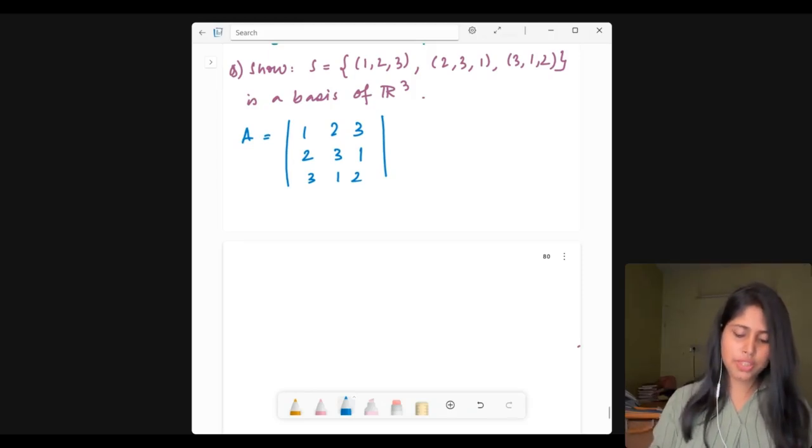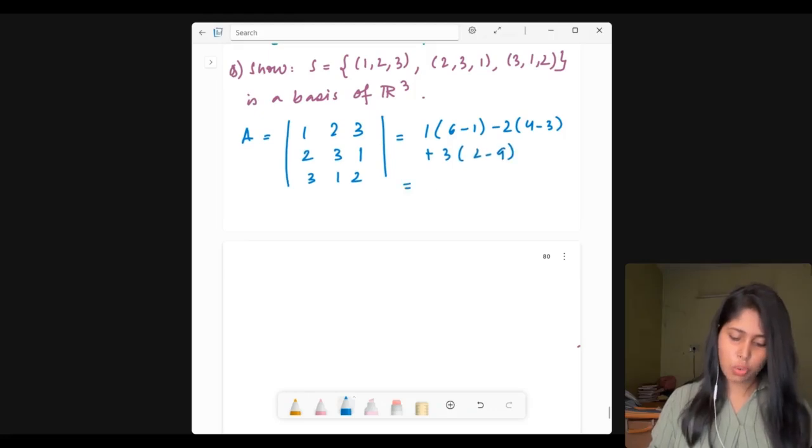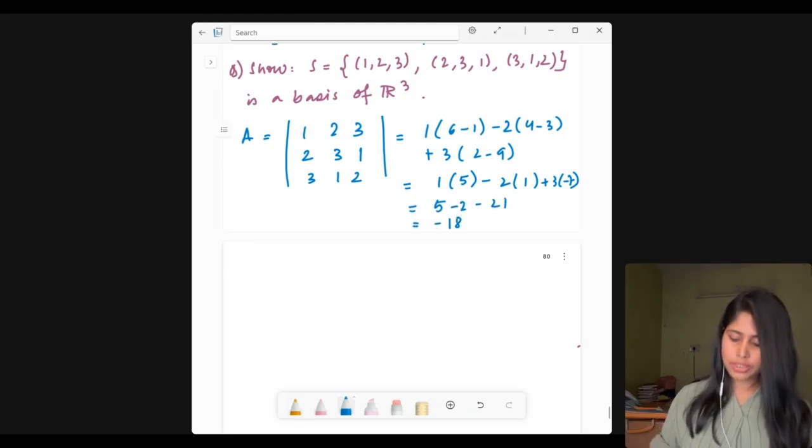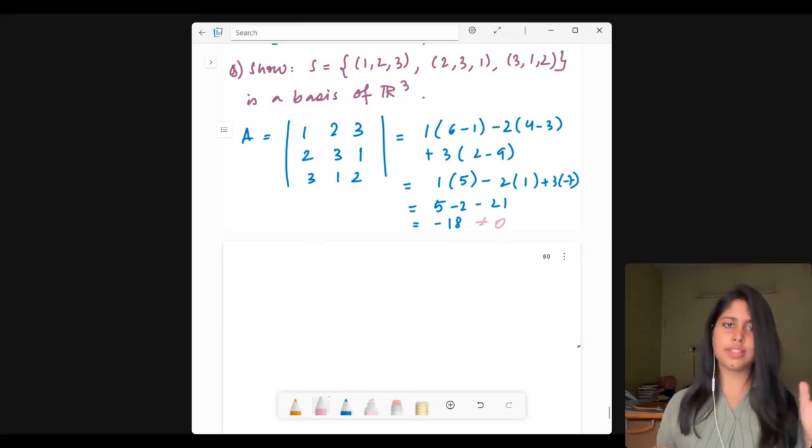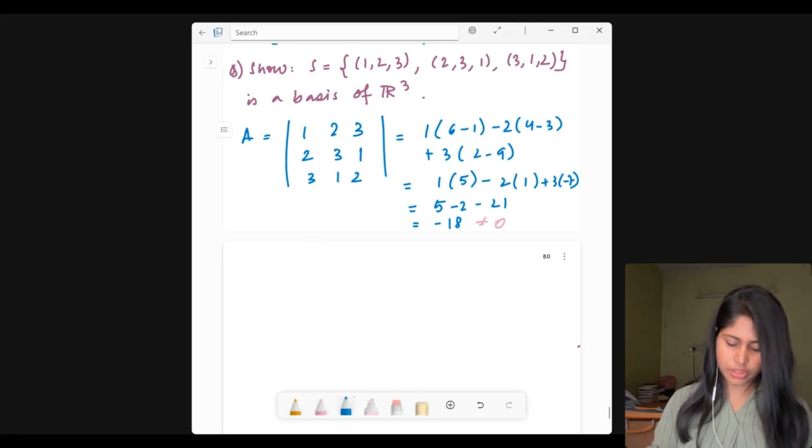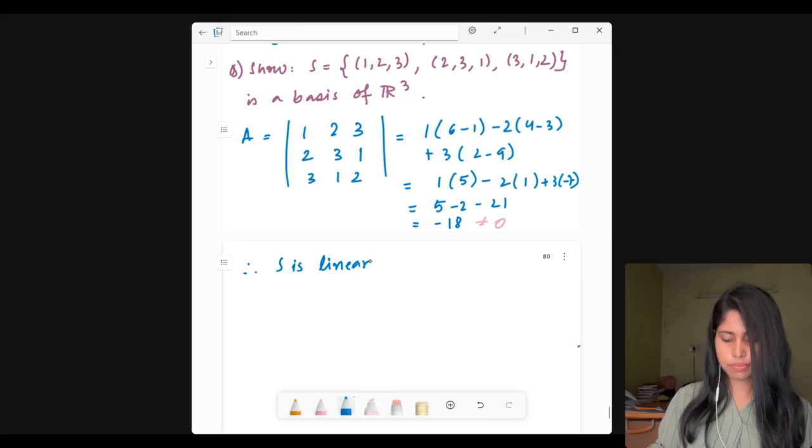Okay, so what is the determinant? 1 into (6 minus 1) minus 2 into (4 minus 3) plus 3 into (2 minus 9). So basically 1 into 5 minus 2 into 1 plus 3 into minus 7. So it is equal to 5 minus 2 minus 21, which is equal to minus 18. Now minus 18 is definitely not equal to 0, right? So we will say that S is linearly independent.